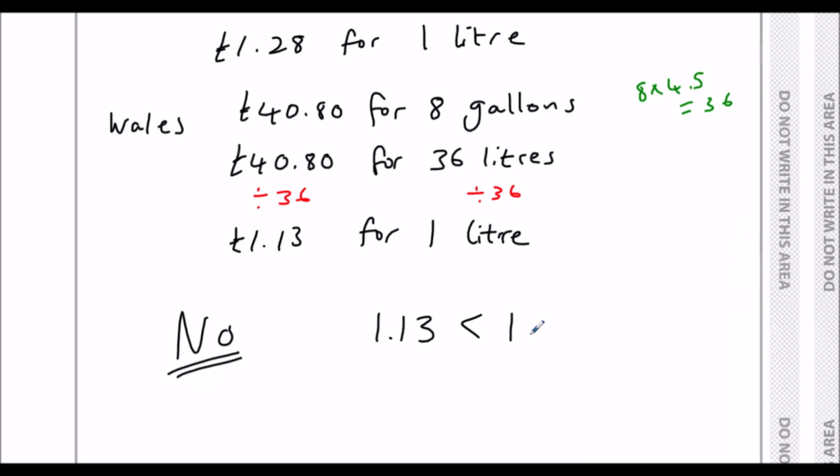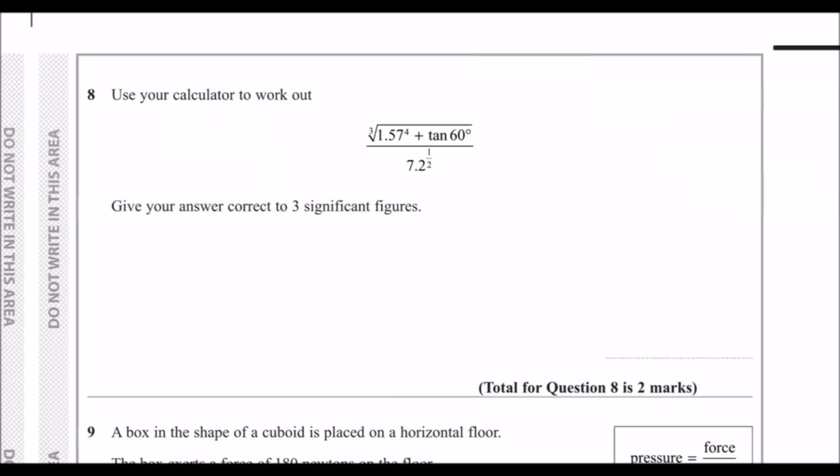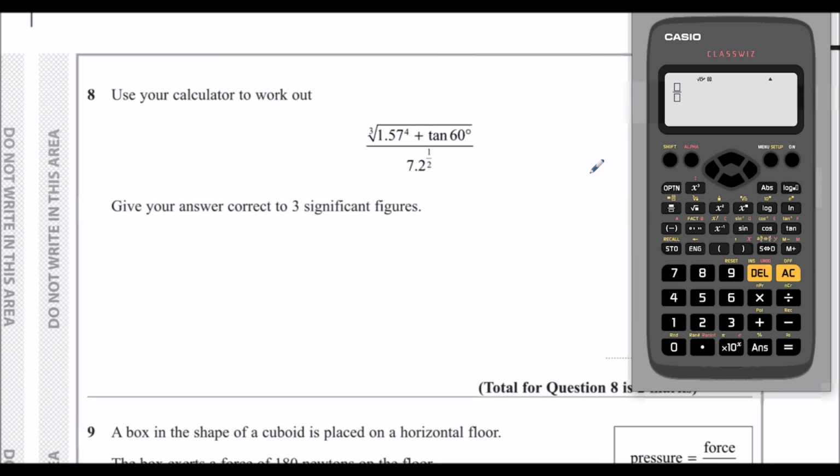Question 8. Use your calculator to work out the cube root of 1.57 to the power of 4 plus tan 60, all over 7.2 to the power of a half. And we need to give our answer to 3 significant figures. So I'm going to press the fraction button first, and then the cube root. Then I want 1.57 to the power of 4 plus tan 60, and that is over 7.2 to the power of 1/2. And we need to give our answer to 3 significant figures, which is 0.739.